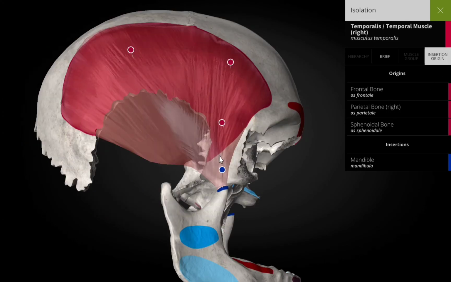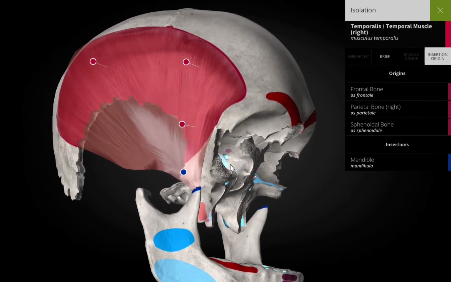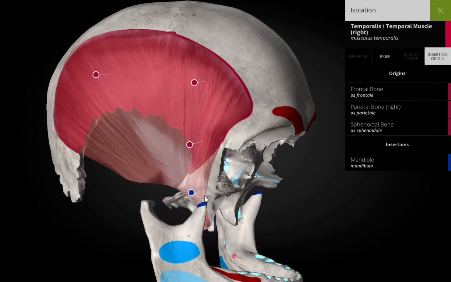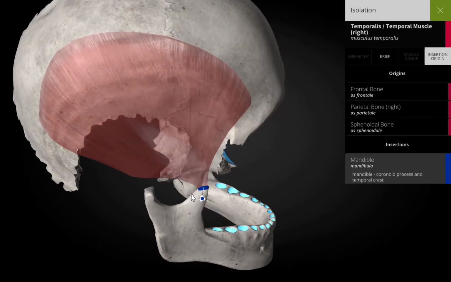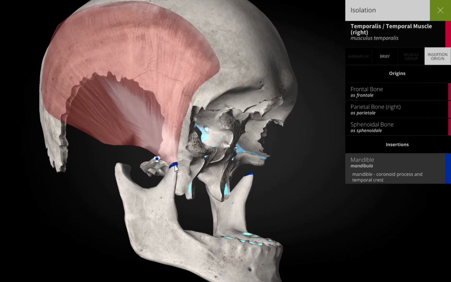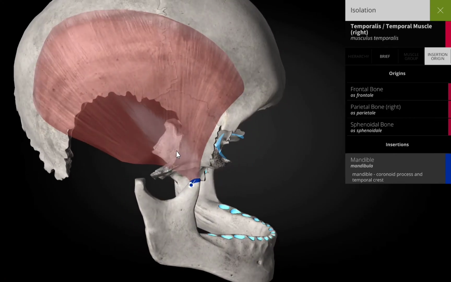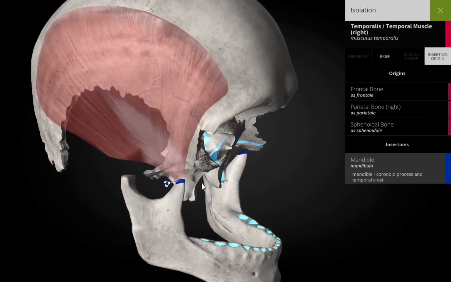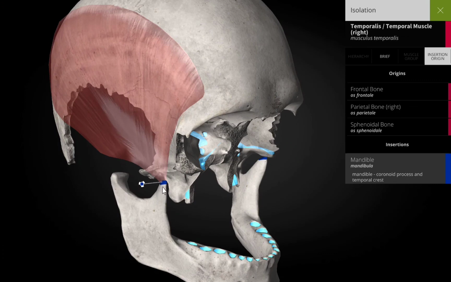Then coming to the insertion of the temporalis muscle, it gets inserted into the mandible. Here you can see the coronoid process. It is also inserted into the anterior border of the ramus of the mandible. This coronoid process extends forwards to form the anterior border. So the temporalis muscle gets inserted into the coronoid process as well as to the anterior border of the ramus of the mandible.